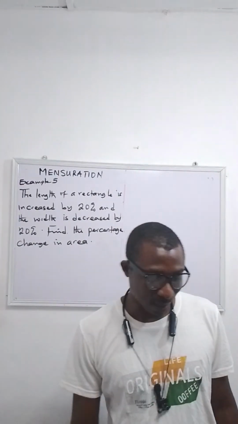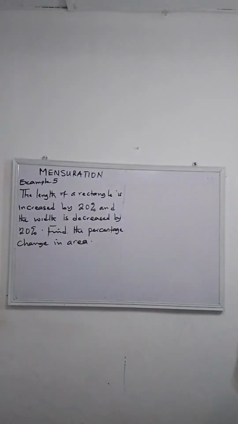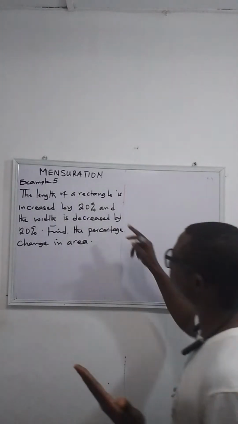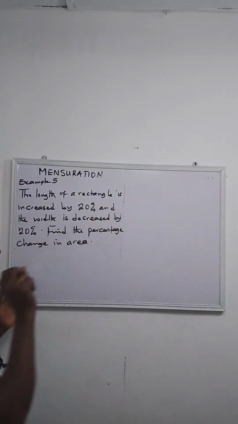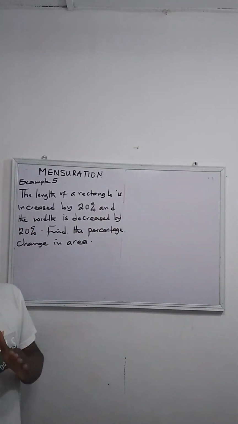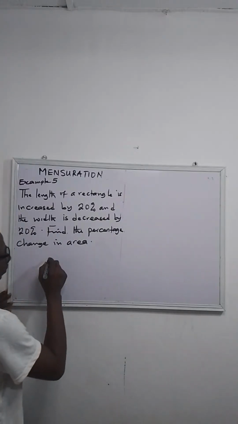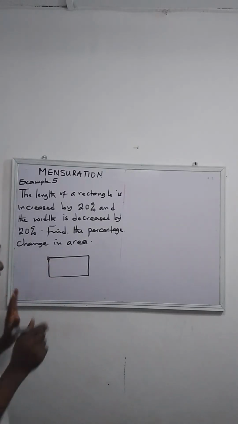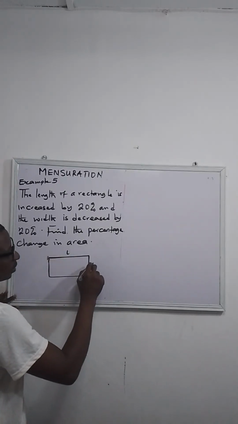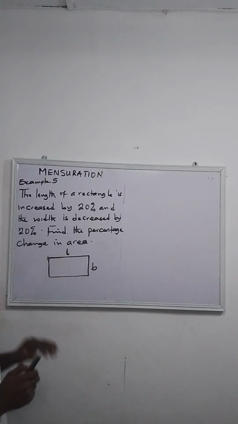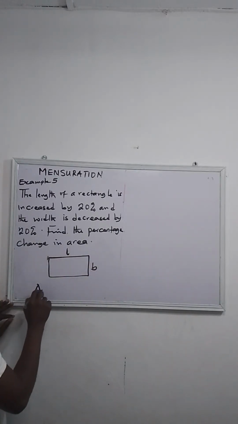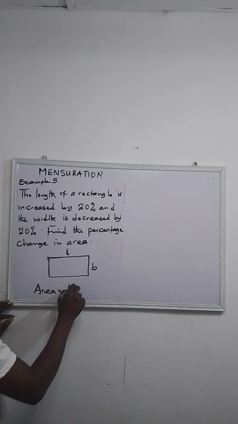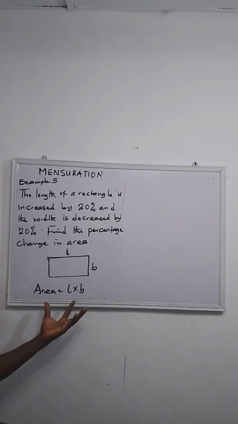So now how do we solve this problem? Now the first thing is to look at this rectangle without changing the length and the breadth. So we have a rectangle which the length and breadth have not been tampered with. We have the length and the breadth. So the area is going to be length times breadth. Okay, so this is the area.